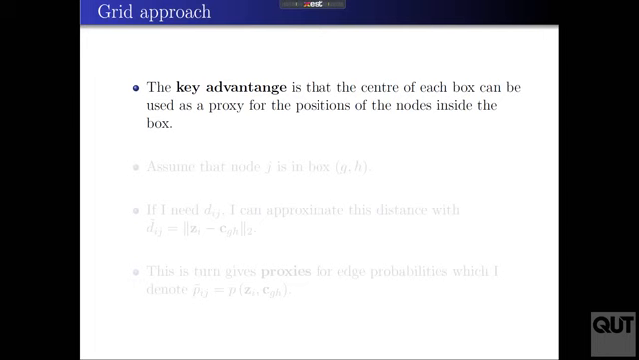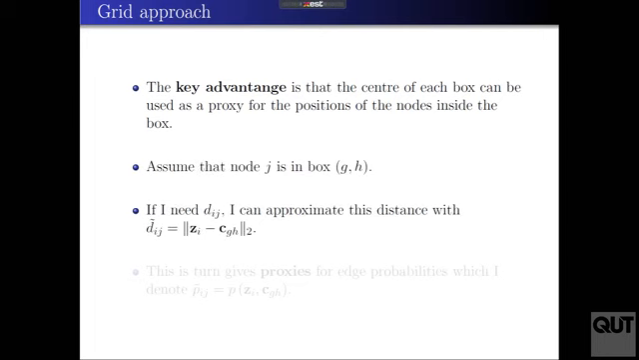Going back to this mechanism, if I need the distance between i and j, and I know that j is in box gh, then in practice what I want to do is just to approximate that distance with the distance between zi and the center of box gh. This is just to fix the notation. And I will also introduce an approximation on the edge probabilities, and this P tilde ij will denote that.